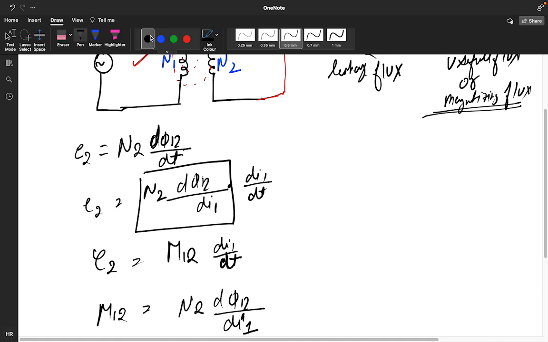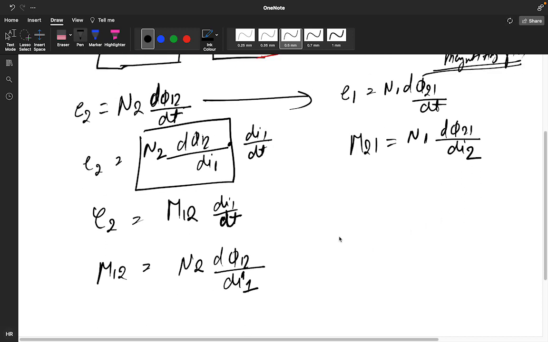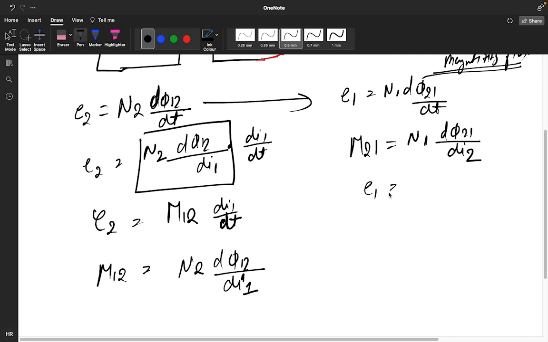Just wait, my marker is not working. In the same way, E2 is N2 into dφ12 by dt. In the same way, you will get E1 is equal to N1 into dφ21 by dt, and M21 will come N1 into dφ21 by di2, and E1 we can write like this, M21 into di2 by dt.